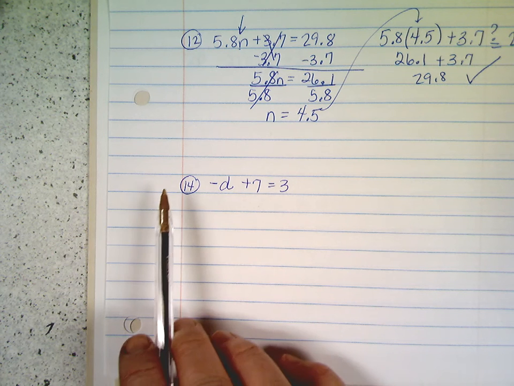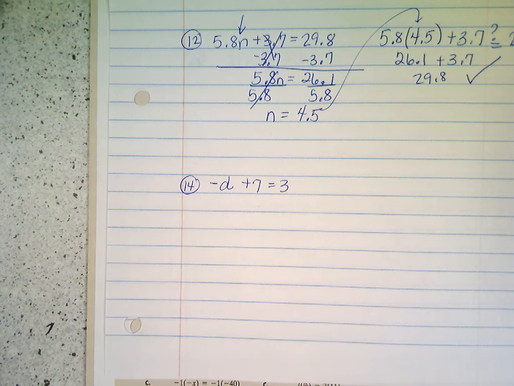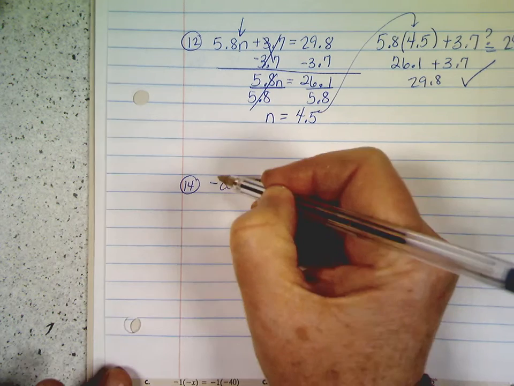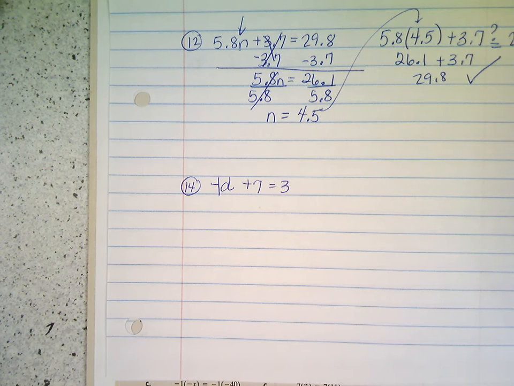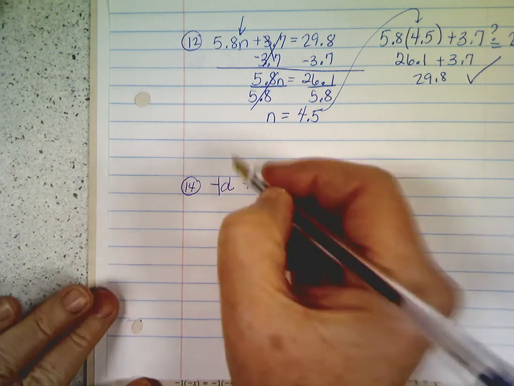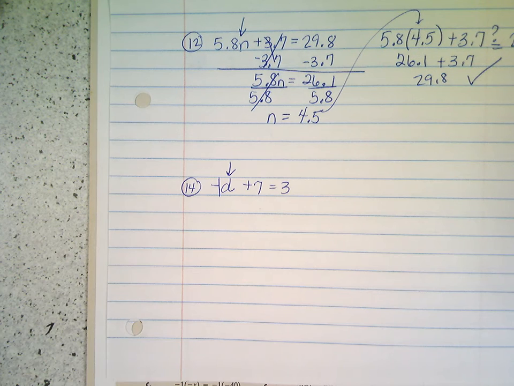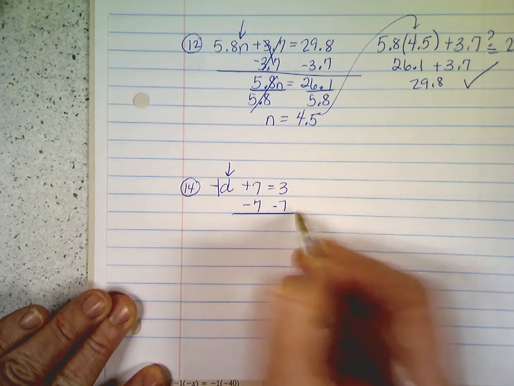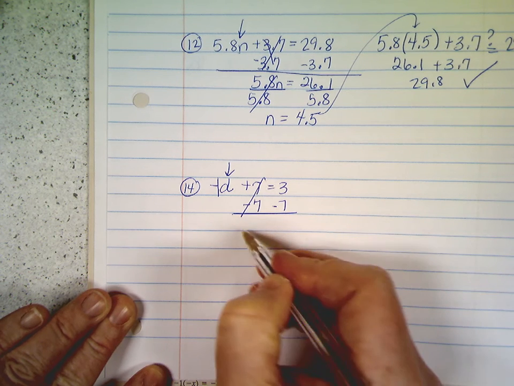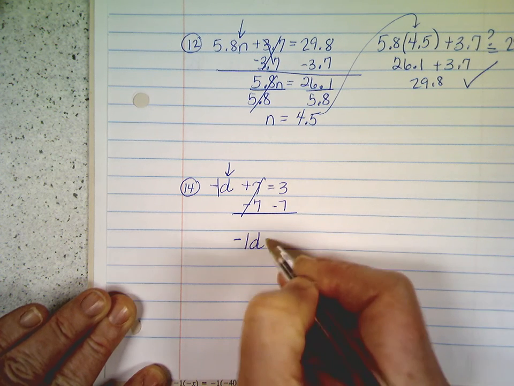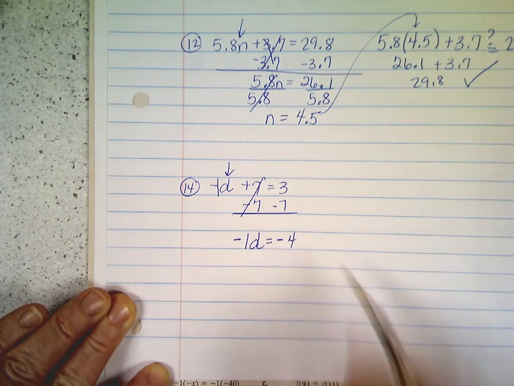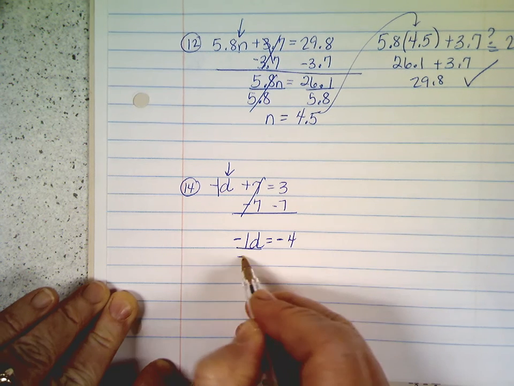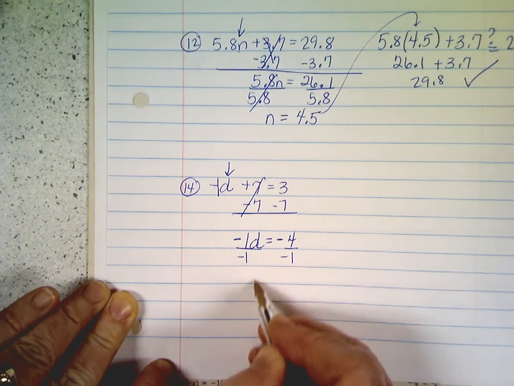Okay, I'm also going to work 14 because I want to remind you what to do when you see a negative sign in front of a letter and you don't really see a number there. Remember that that is a negative 1. So we'll approach this one the same way. We want to isolate that letter D. We're going to do that by subtracting 7 from both sides. Those are going to cancel. It's going to say negative 1D equals negative 4. Divide both sides by negative 1.